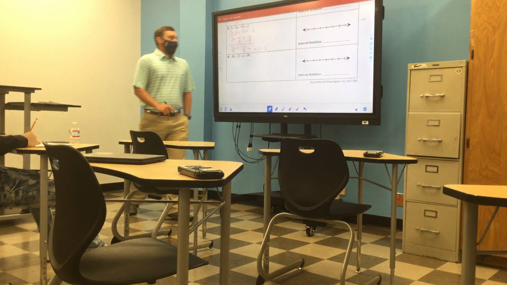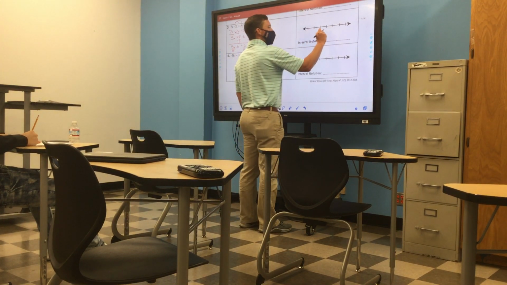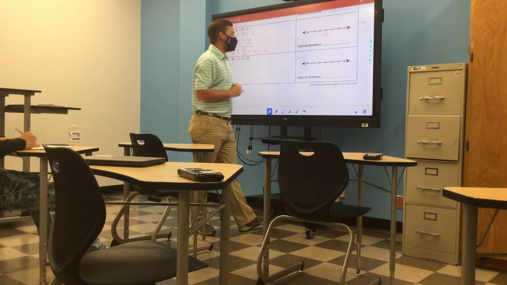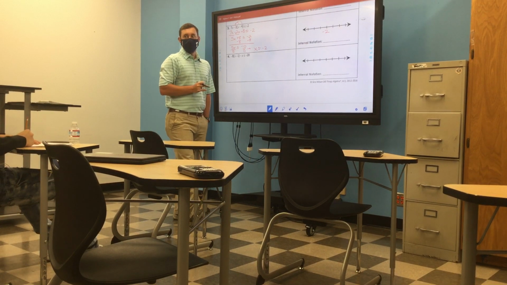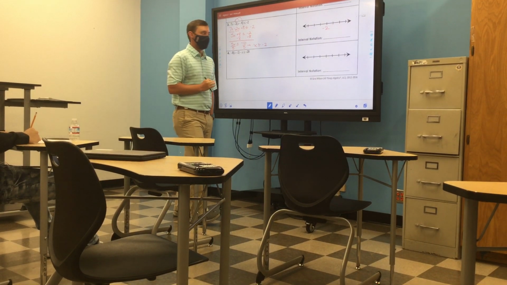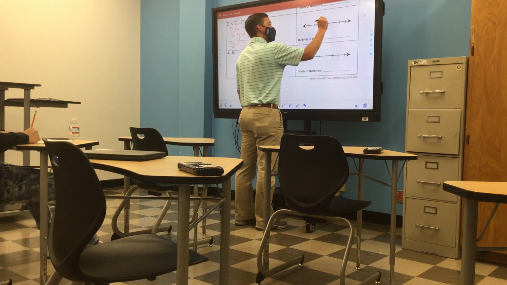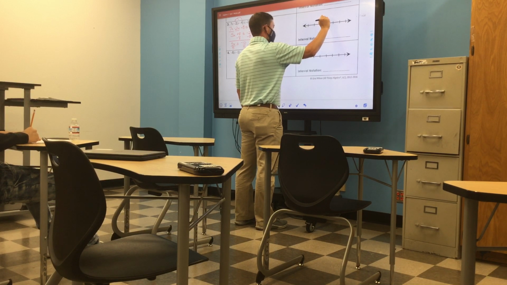All right, -2. -2 is in the middle. Does it get an open or closed circle? Closed, right? We have the "or equal to" as well. So we got a closed circle getting graphed which way? To the left.